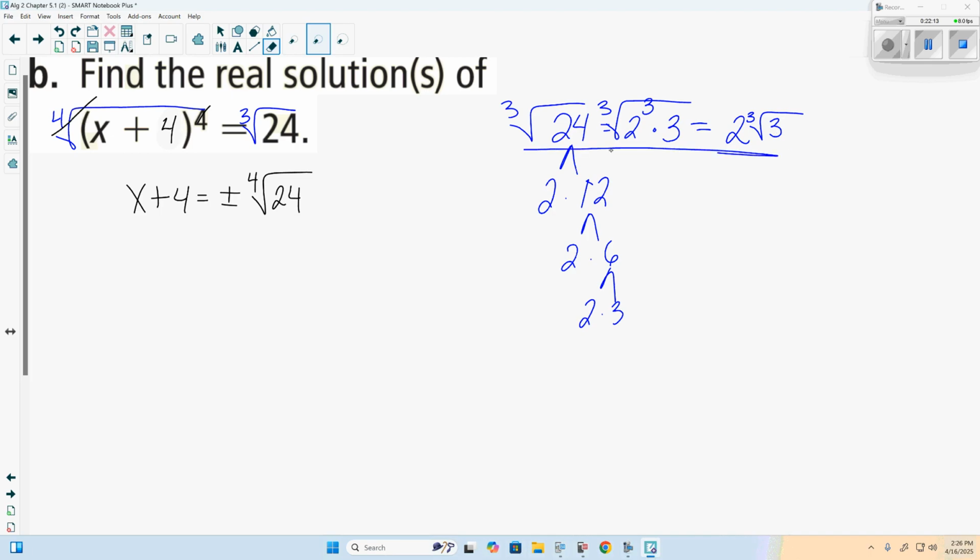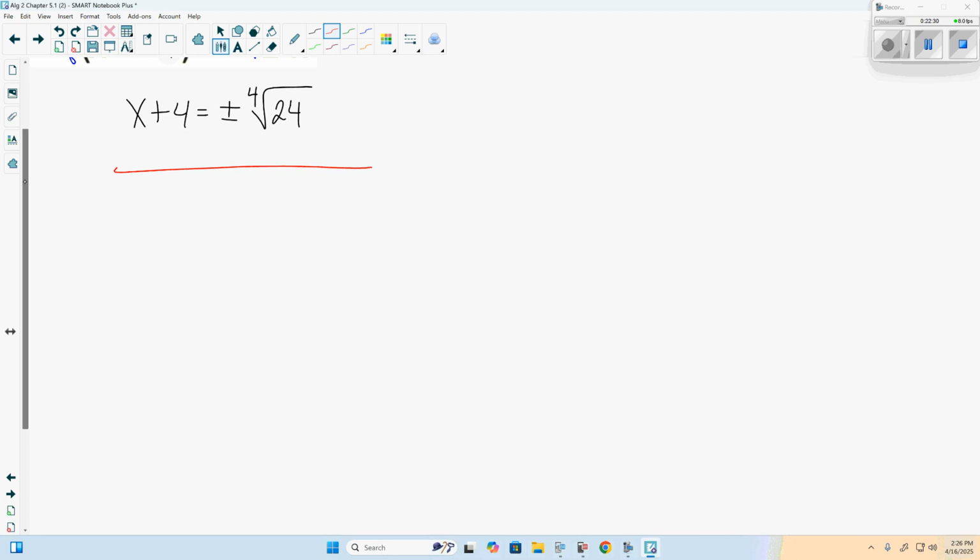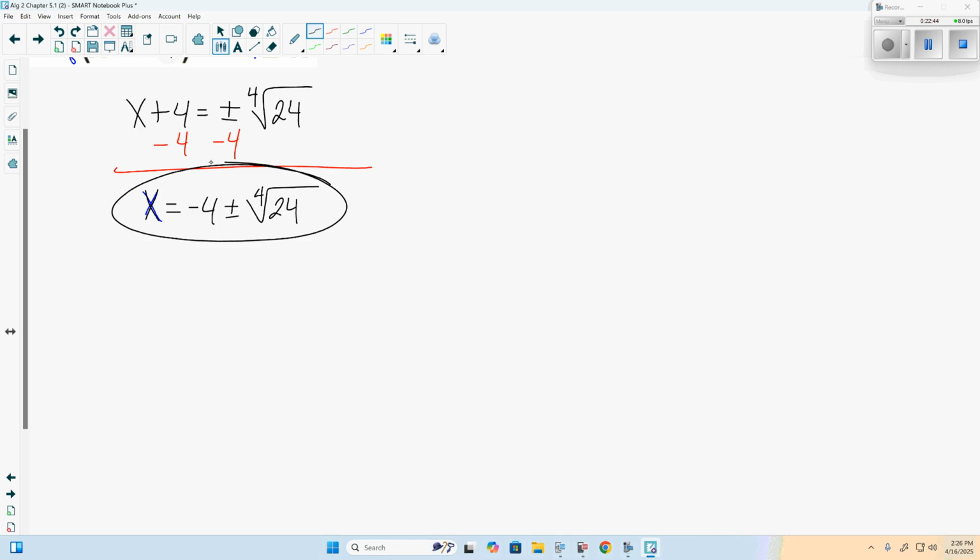This is some of what we are going to encounter later where, yes, we can reduce that radical, but the calculator won't do it. Neither calculator will just give us that root, unfortunately. Minus 4, minus x is equal to negative 4 plus or minus 4th root of 24. Questions? Do we feel comfortable with these here? All right.